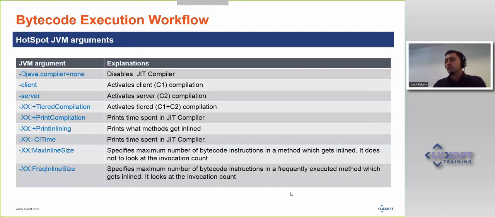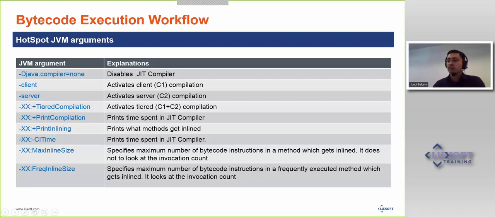Here are a bunch of the arguments used in regards with what we have discussed until now. The first one: if we are trying to deactivate the compiler, we have to use Java compiler equals none. In this way, during the runtime, our HotSpot JVM will run using only the interpreter. For enabling the client and the server, we have -client and -server.